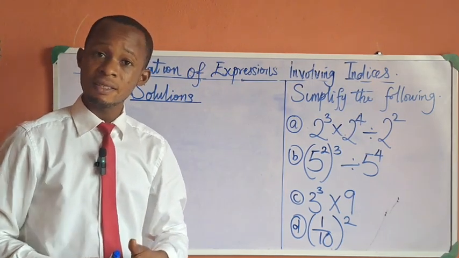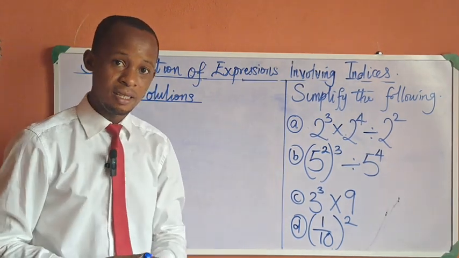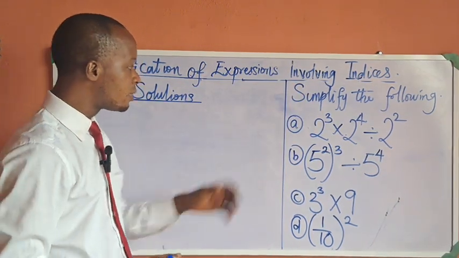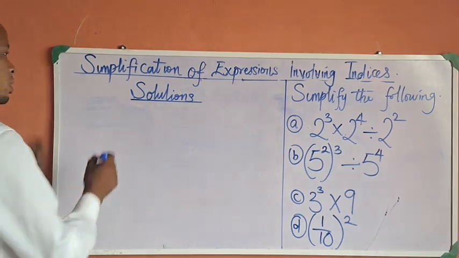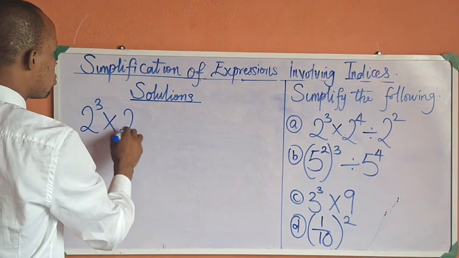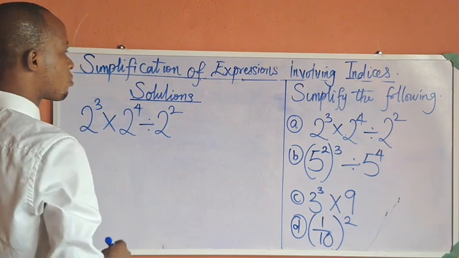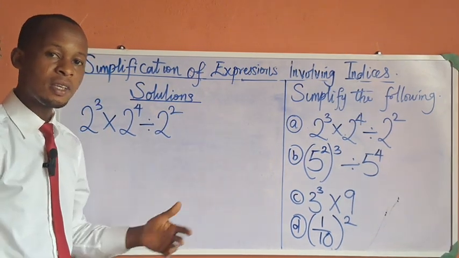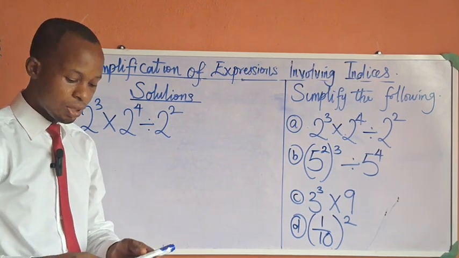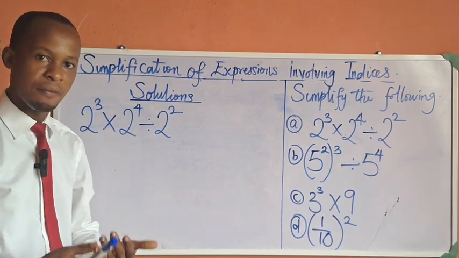So today in this class, we are going to be solving some mathematical expressions that involve indices. We'll be simplifying expressions that involve indices. And the first question I have on the board says 2 raised to the power of 3 multiplied by 2 raised to the power of 4 divided by 2 raised to the power of 2. In my previous video on this series, I have talked about the 8 laws of indices, and those 8 laws are what we are going to be applying as we solve these expressions further.